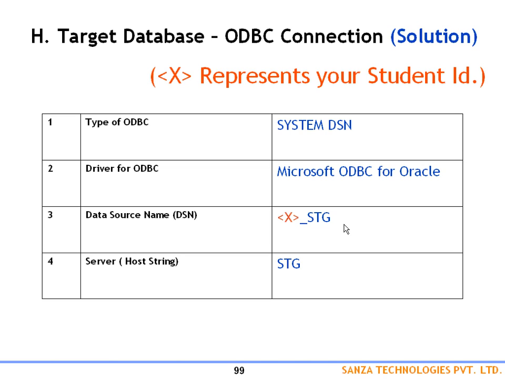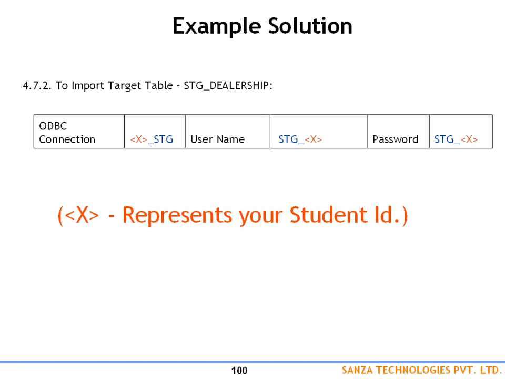Go to that H in your retail specification document and write this system DSN Microsoft ODBC for Oracle, and then go to that 4.7.2 to import the target table. Use that data source name which you have just created, the username is underscore your ID, password underscore ID. Okay, I hope you might have written this.